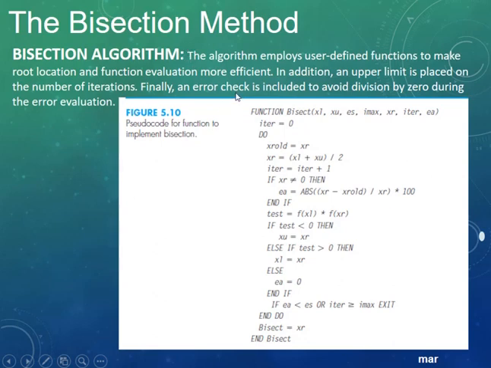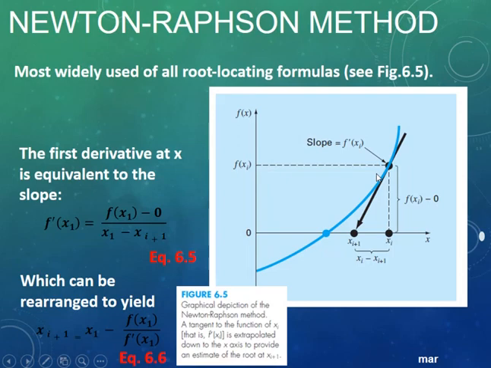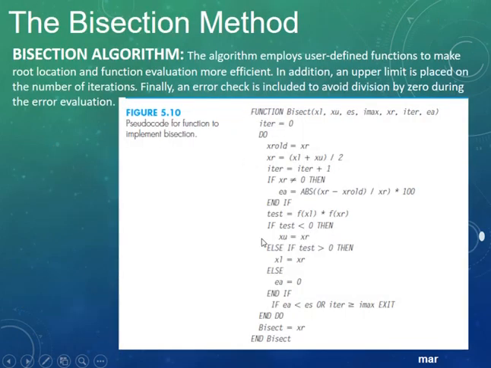So in the figure below we have some algorithm for the bisection method. This is for Excel VBA language. So the algorithm employs user-defined functions to make root location and function evaluation more efficient. In addition, an upper limit is placed on the number of iterations. Finally, an error is checked. It's included to avoid division by 0 during the error evaluation. Okay, so we'll make this algorithm sa Excel VBA macros and then try to run it. So this will be your plate number 2.